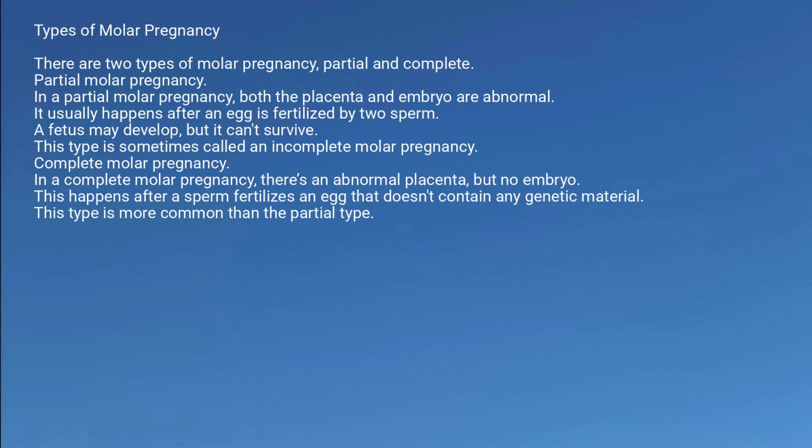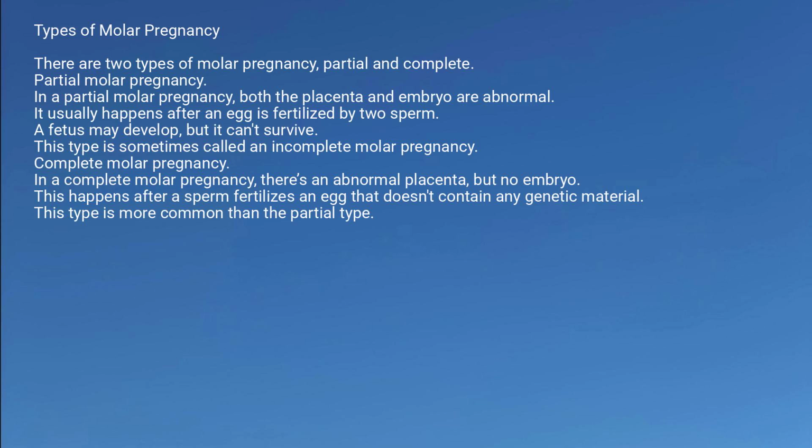Types of molar pregnancy. There are two types of molar pregnancy, partial and complete. Partial molar pregnancy. In a partial molar pregnancy, both the placenta and embryo are abnormal. It usually happens after an egg is fertilized by two sperm. A fetus may develop, but it can't survive. This type is sometimes called an incomplete molar pregnancy.